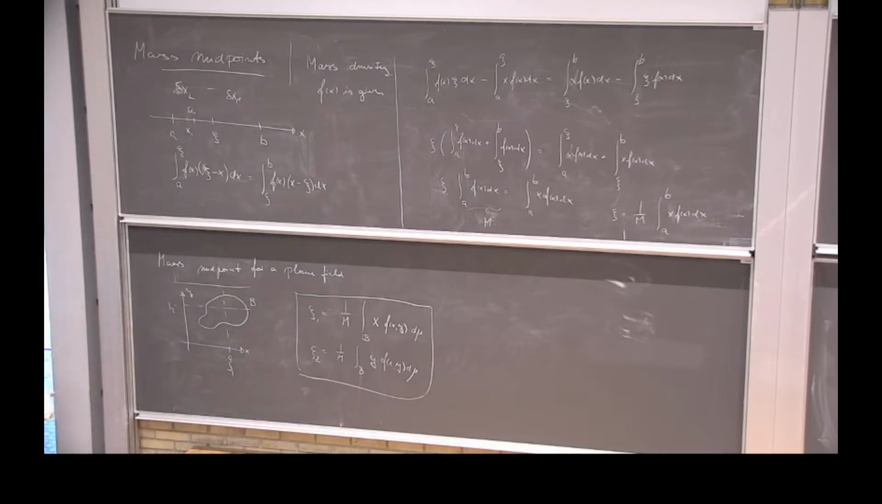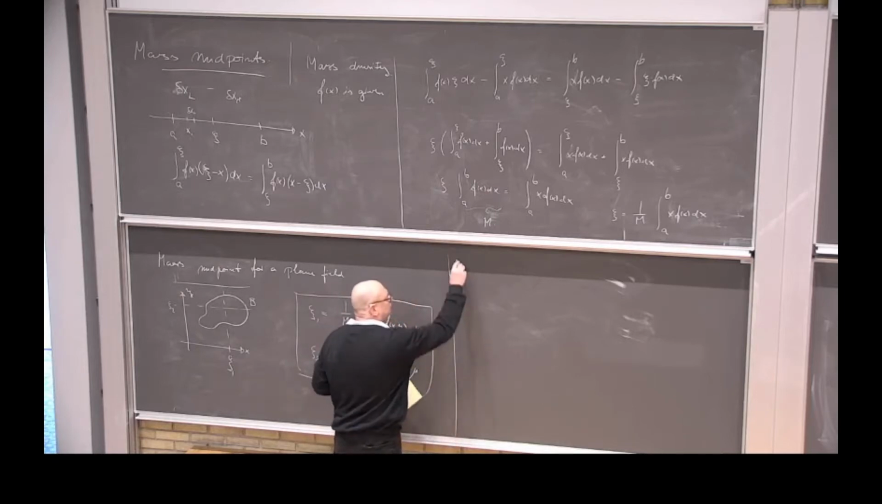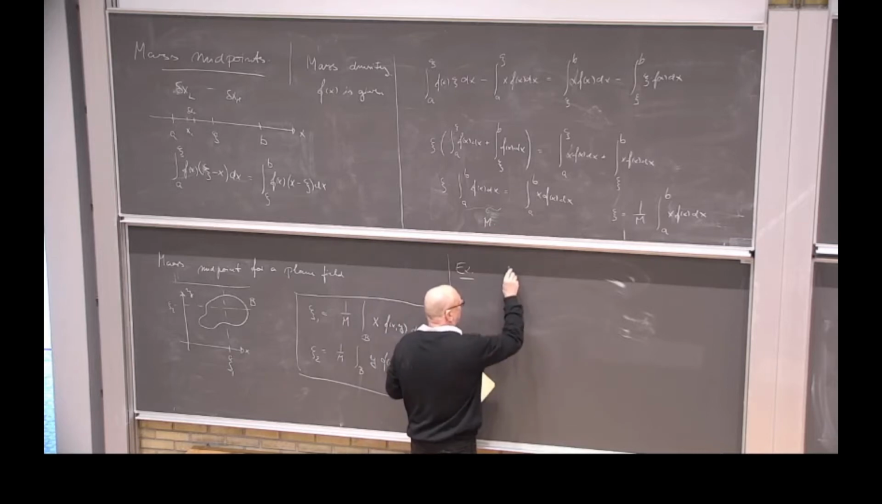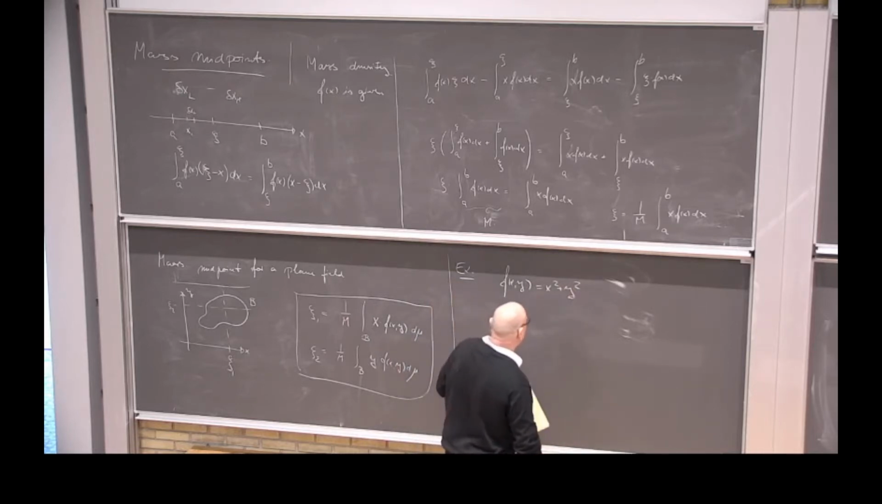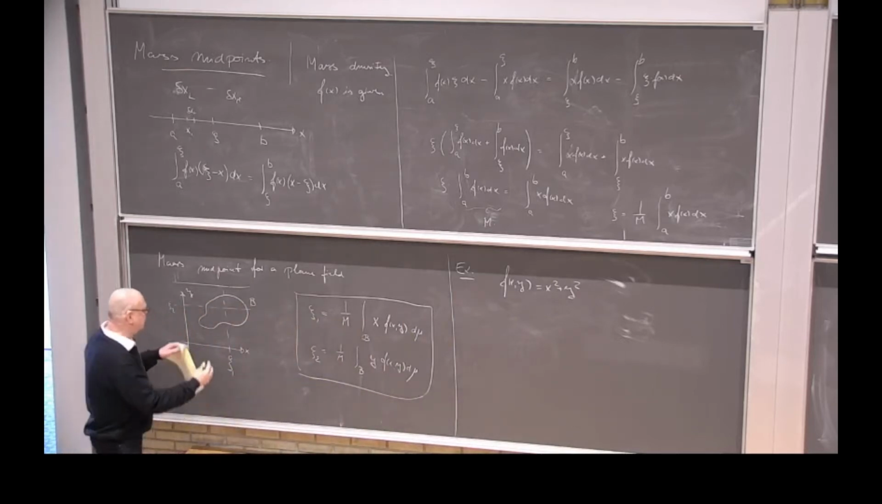And there will be exercises this afternoon where you're going to look at that. So let me quickly take you through the last example. I have f of x and y equals x squared plus y squared. So this is my mass density function.